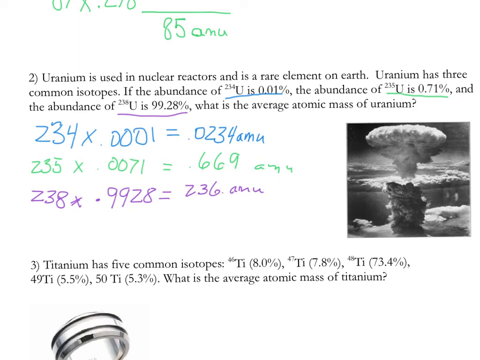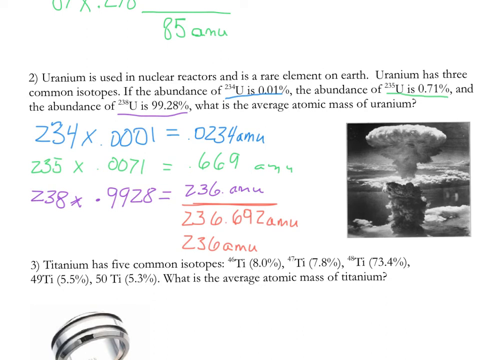By taking the 234 and multiplying it by 0.0001, we get 0.0234. And taking the 235 and multiplying it by 0.0071, we get 0.669. Taking the 238 and multiplying it by 0.9928, we get 236. Now, to finish this up, we're going to add these three numbers together. Add it all together, it comes out with an average atomic mass of 236 AMU.